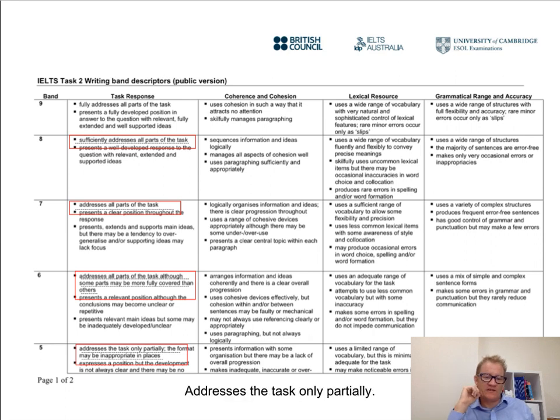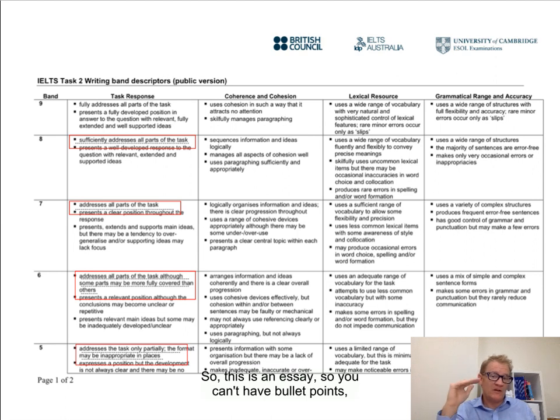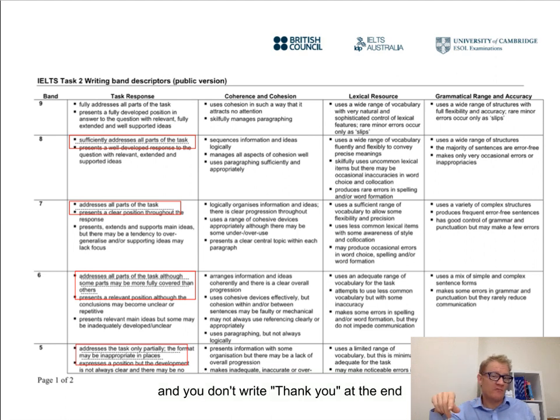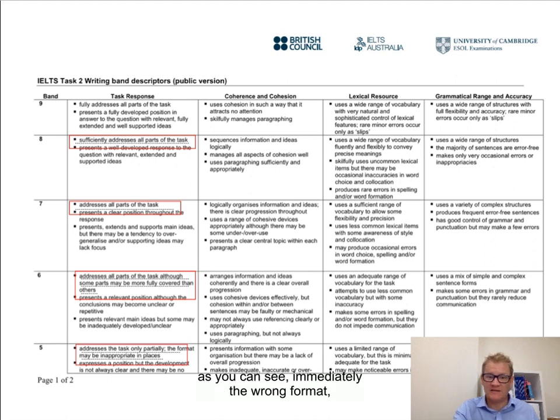Look at 5. Addresses the task only partially. So you don't answer all of the question. You talk about half of it or part of it. So that means you're a 5. The format may be inappropriate in places. So this is an essay, so you can't have bullet points. And you don't write thank you at the end. Or please give me a 7. Some people do that, which is, as you can see, immediately the wrong format. So don't do that.